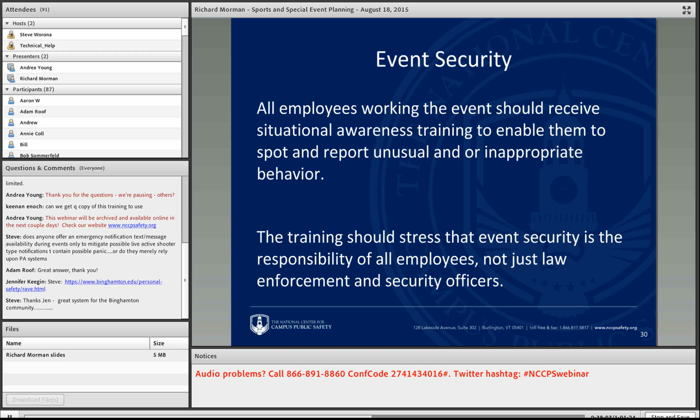Training should stress that event security is really the responsibility of all employees, all of your staff, not just law enforcement and security. It's a responsibility from game day management to the ushers to the ticket takers. You need to stress that. Event security is a responsibility of everybody.